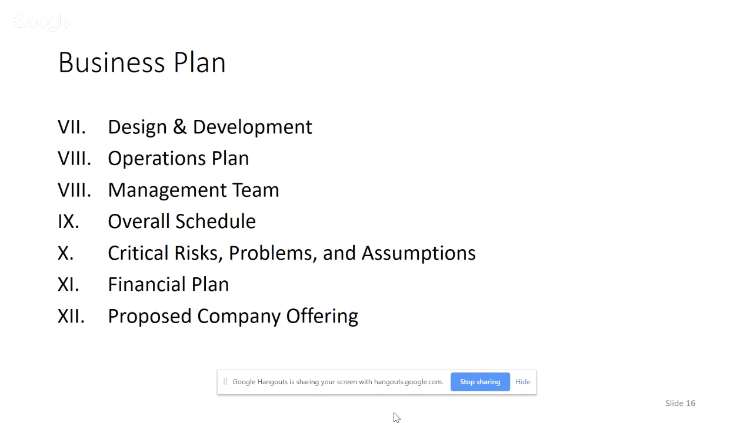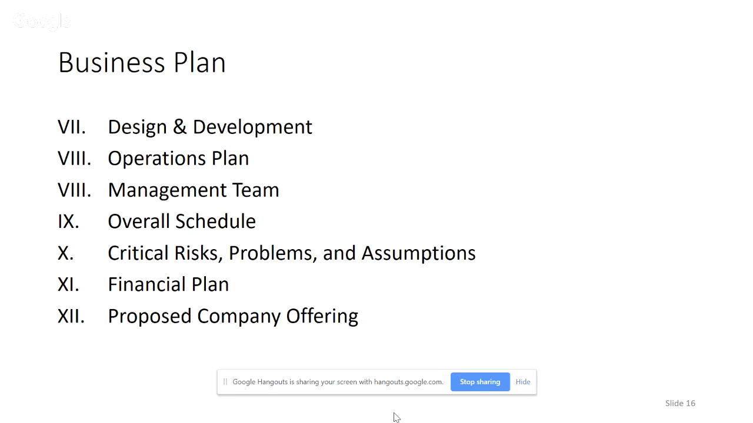Then on the next page, we have design development. Design development is more for companies that have products, especially in technology, right? You want to identify here what you've done so far, how much you still need to finish your product, and where in the design process you are now. Is it just a draft idea, are you prototyping it, are you beta testing it, is it a finished product, and so on.